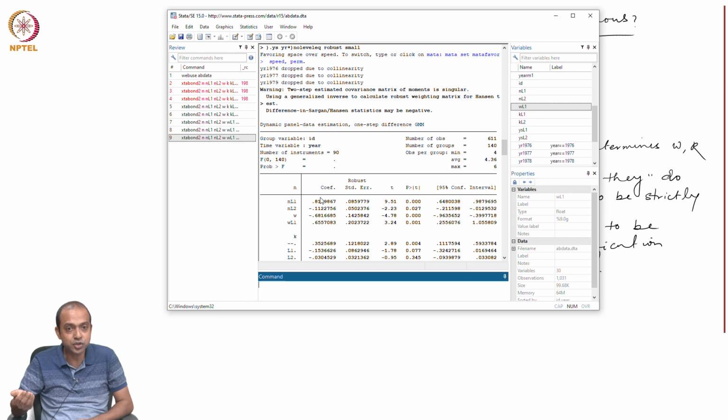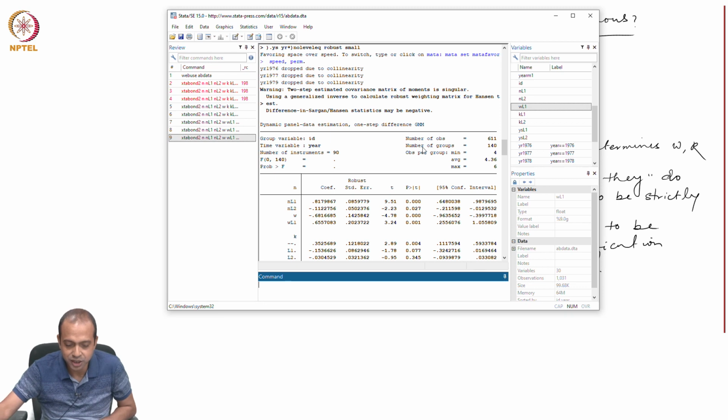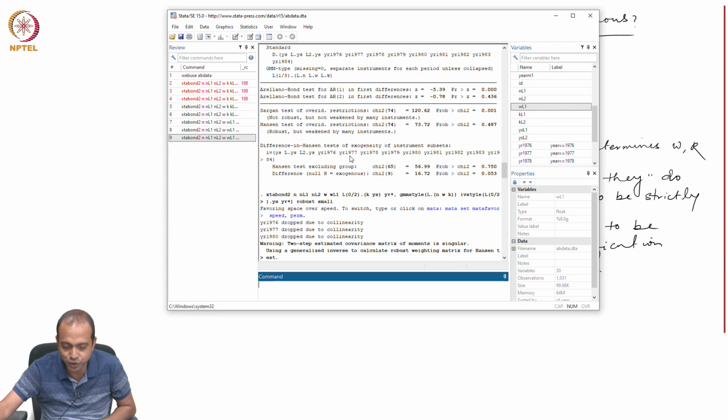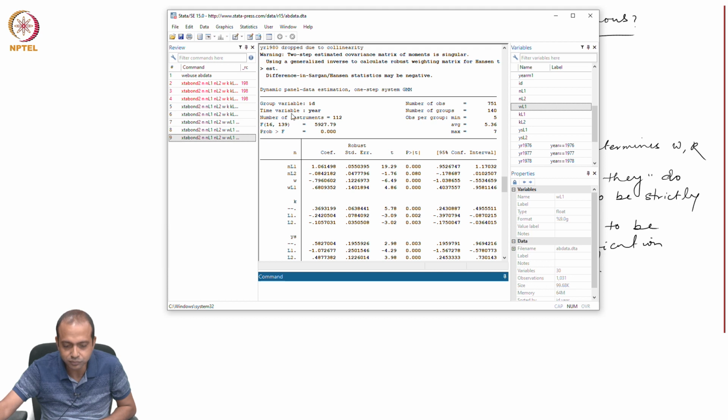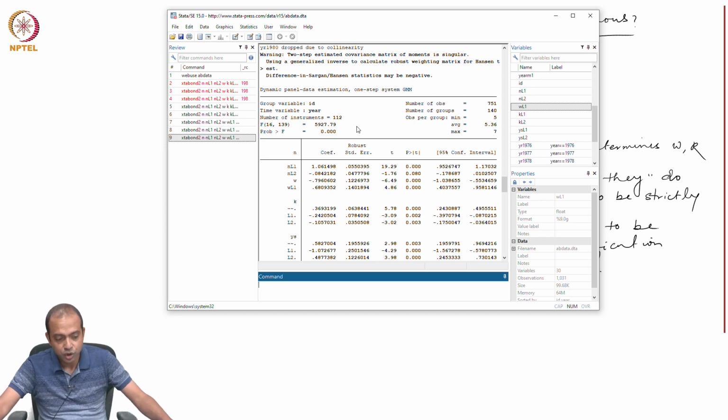Probably it also depends on how many lags you are using as your instruments. Look here, the number of instruments is 90. When we are using this model, the number of instruments in system GMM is 112. So, it is very, very difficult to ensure over identifying restrictions for all these 112 instruments, right. We will learn how to restrict the number of instruments later on.